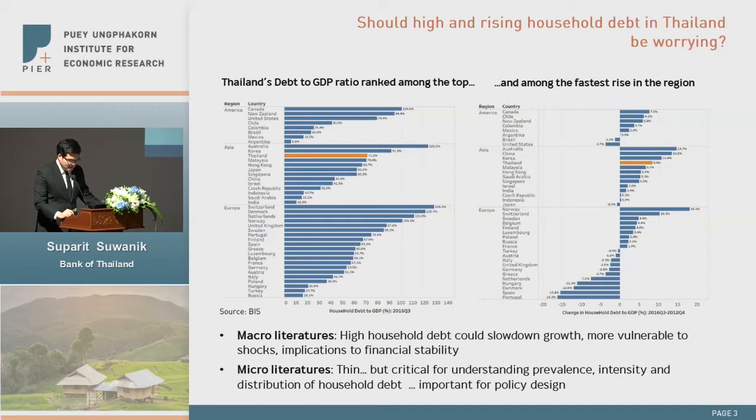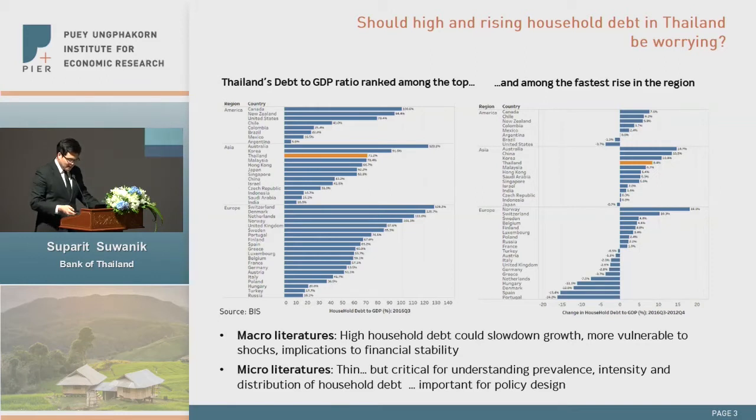Many studies of household debt at the macro level show that high household debt could slow down economic growth and affect the financial stability of the overall country. But not many studies look at it at the micro level, which is very important for understanding the prevalence, intensity, and distribution of the debt, and of course household finance from the micro perspective. And this is very important, like Professor Townsend and Dr. Narapong said, for policy design, since each household might have its own characteristics and shouldn't just be generalized. So this is the main motivation and objective of the paper I'm co-writing with them, and that is to study household finance at the micro level.